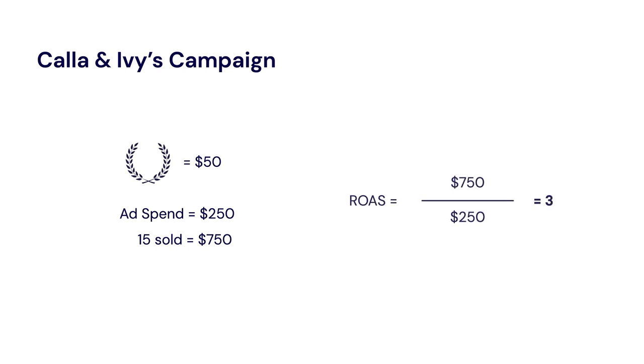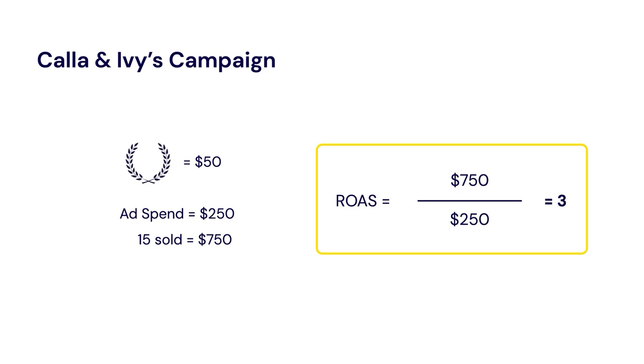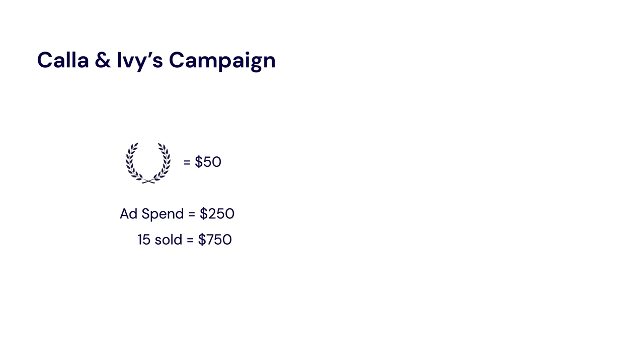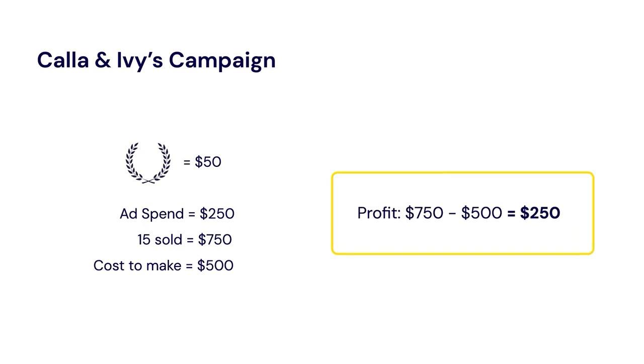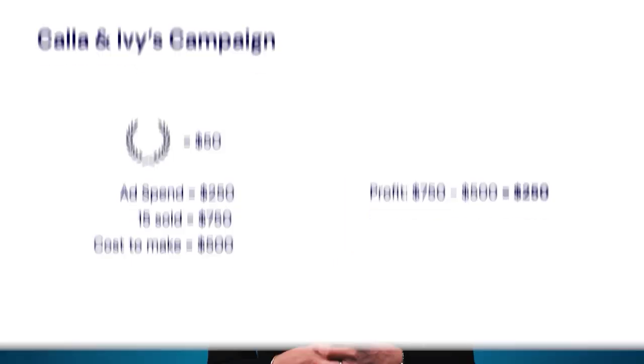We previously calculated the ROAS at 3, which was a revenue of 750 over 250 in ad spend. But what if it took Imra $500 to make the wreaths? Her profit from the wreaths would actually only be $250. So if she spent $250 on advertising, she wouldn't have actually made any profit from the wreaths.